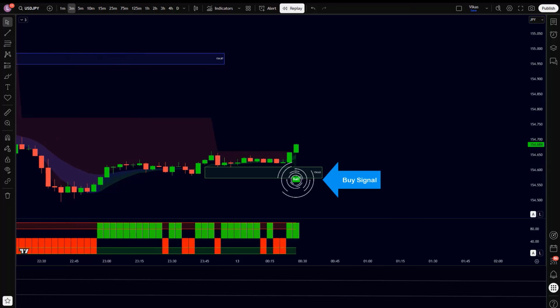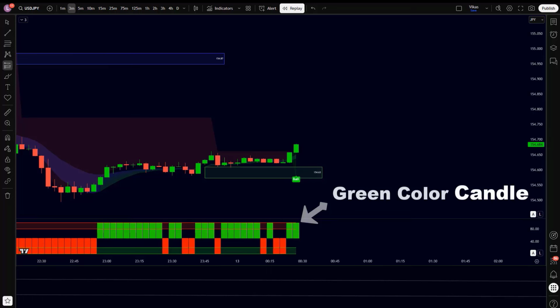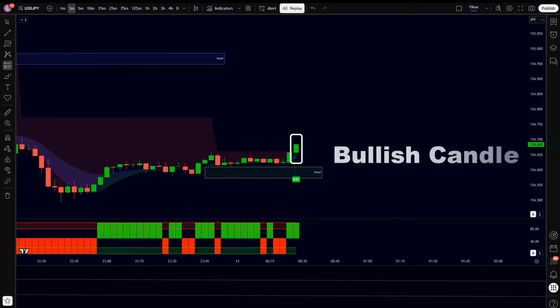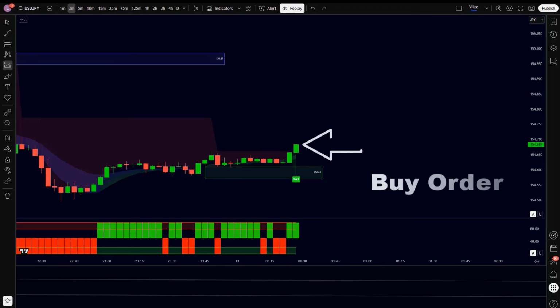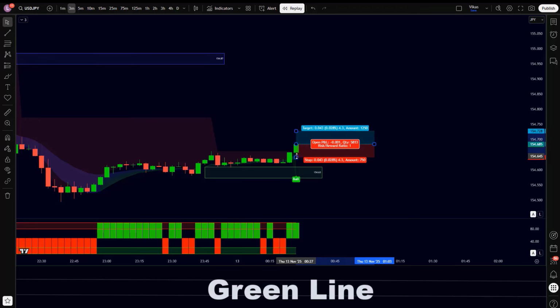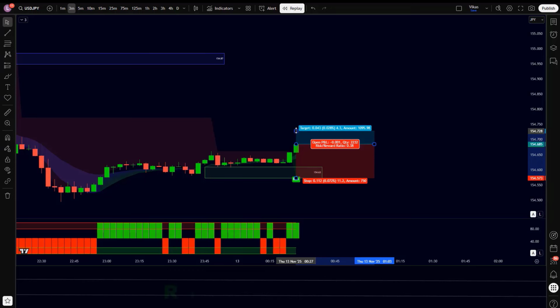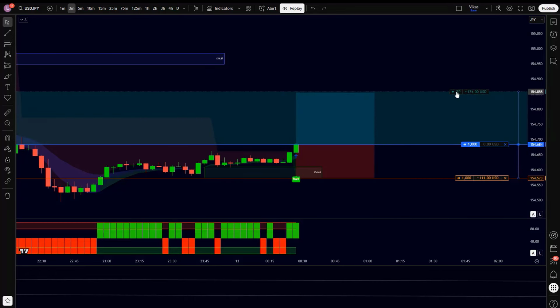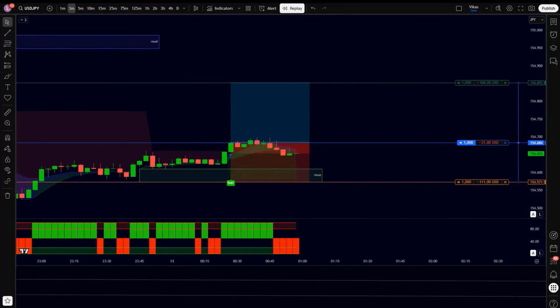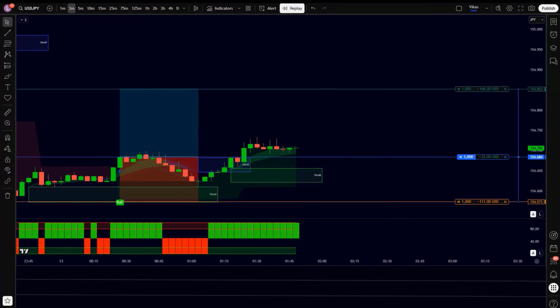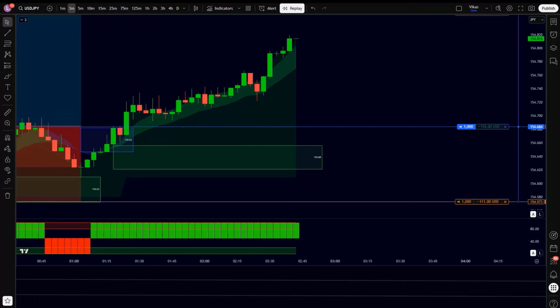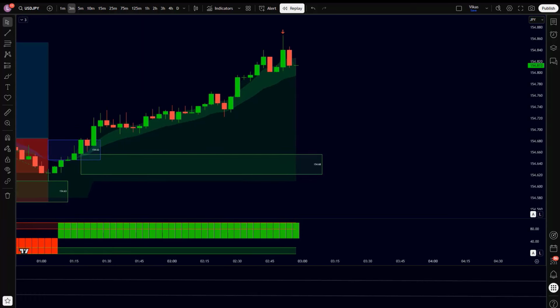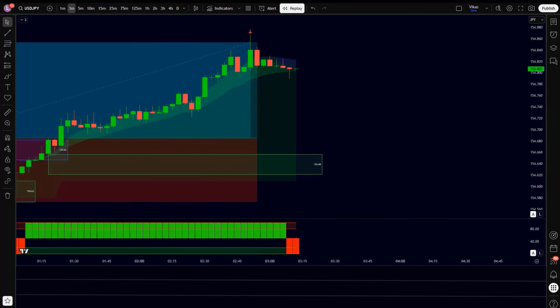When the Sushi Trend HG indicator gives us a buy signal, the Kalman-Hull RSI should show the green candle of the STA-RC indicator, and the market should form a bullish candle. If this condition is fulfilled, then we will place a buy order. Our stop loss needs to be placed at the bottom line of the green box of the zero lag MA trend. And the risk to reward ratio will be 1:1.5. The market has completely hit the target. I hope you must have understood this trading strategy.